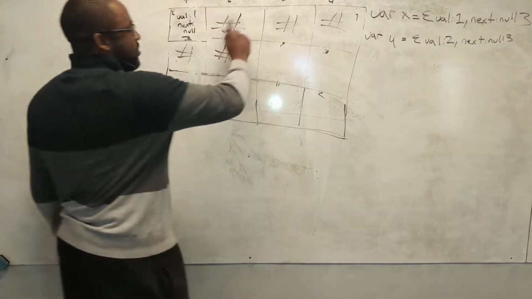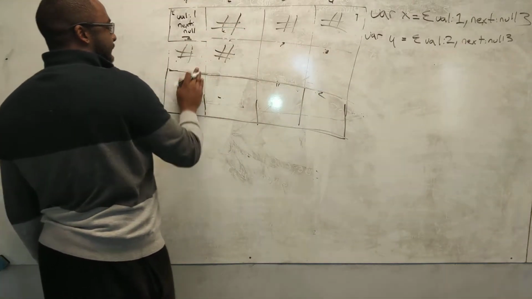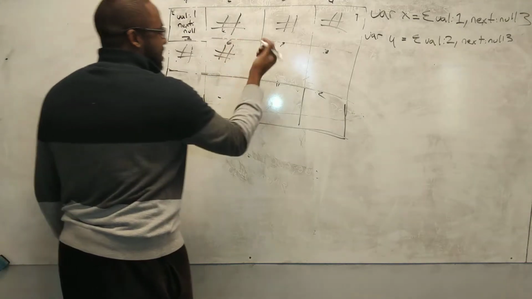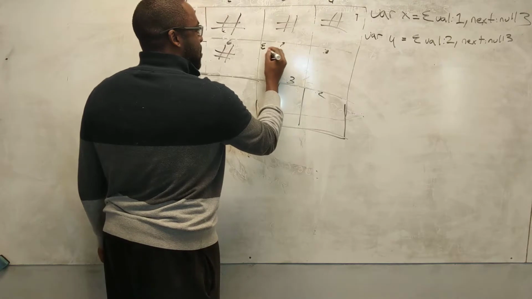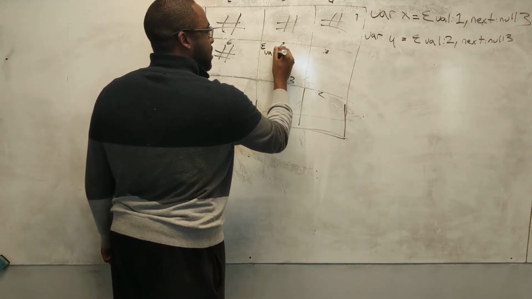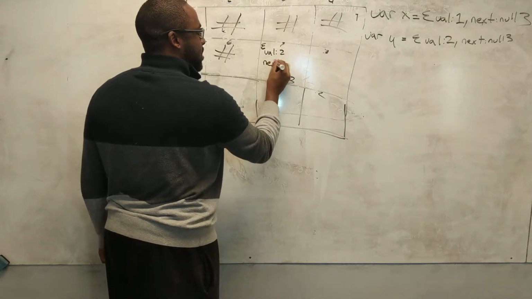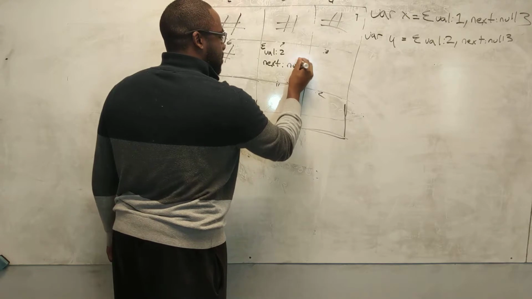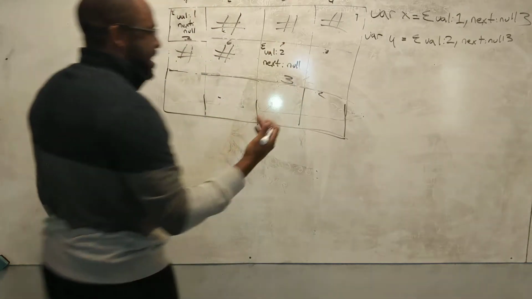And let's say we can't store it in 2 because 2 is already taken, 3 is already taken, 4 is already taken, 5 is already taken, and 6 is already taken. So the next box we can store this in is here, right? So we would store this here. And we would say val 2, next, null. Okay? Perfect. All right, so that's box 7.